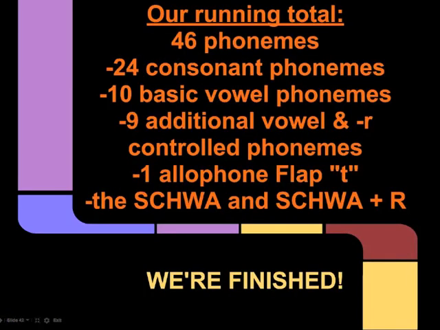So our running total: at the beginning of the series, we were going to begin with 46 phonemes. We've discussed 24 consonants, 10 basic vowels, 9 additional vowel and R-controlled phonemes, the 1 allophone flap T sound, and then finally in this video, the schwa and the schwa plus R. So we have now finished all of the phonemes that we were going to set out to address in this video series.